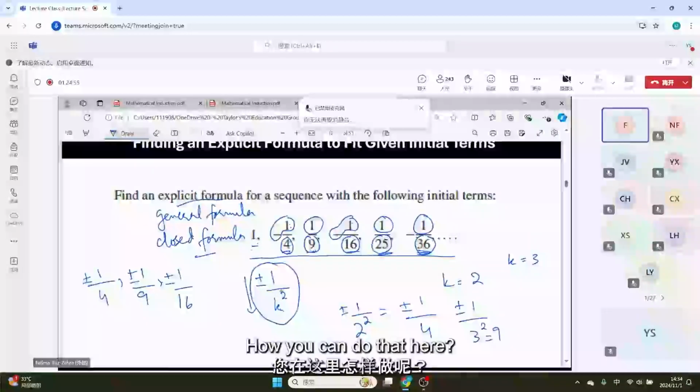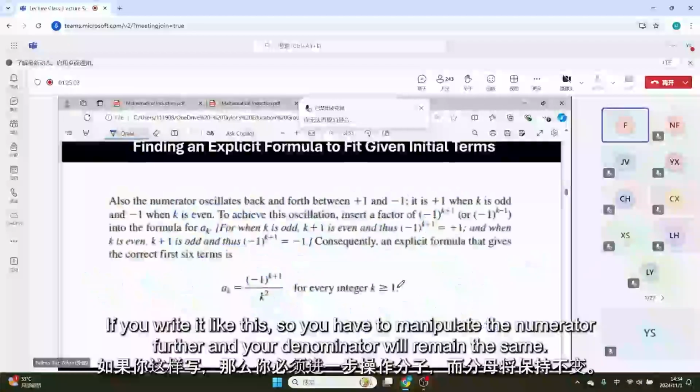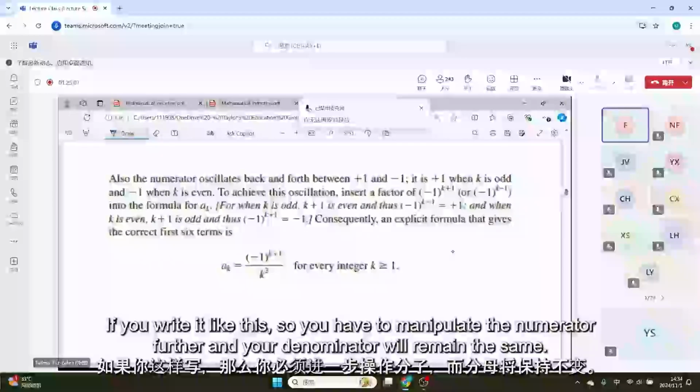How can you do that? Here, the solution is given to you. If you write it like this, you have to manipulate the numerator further, and your denominator will remain the same.